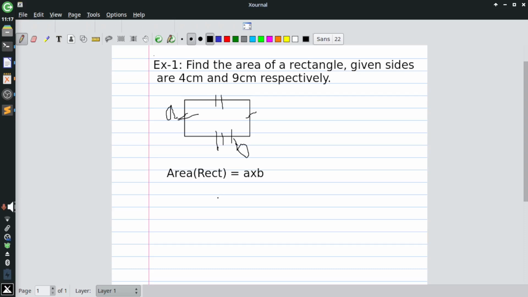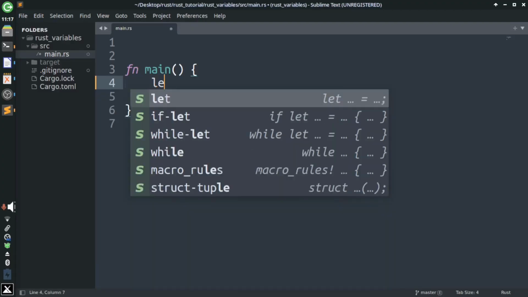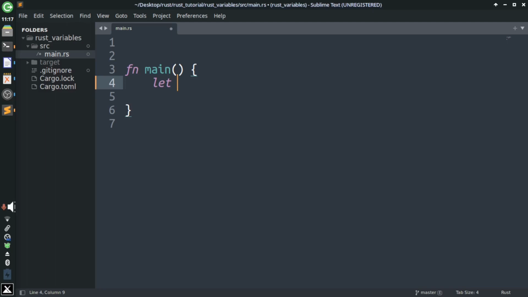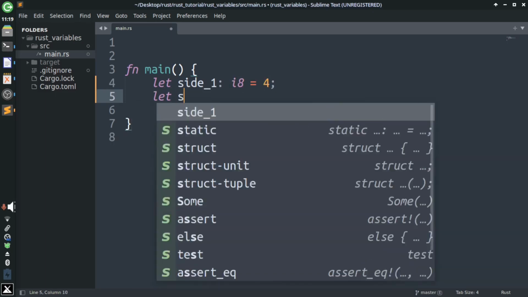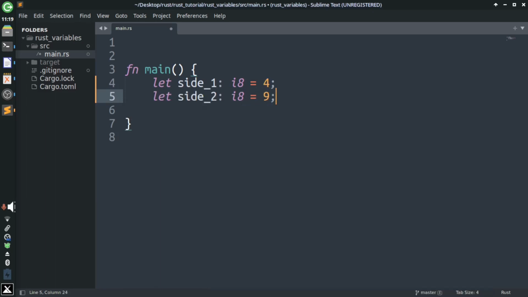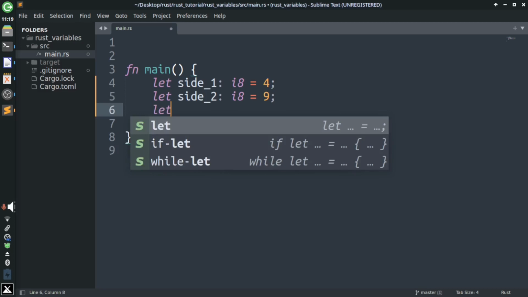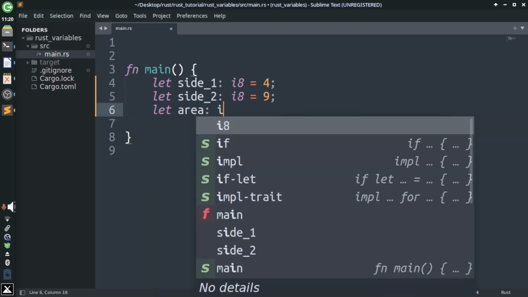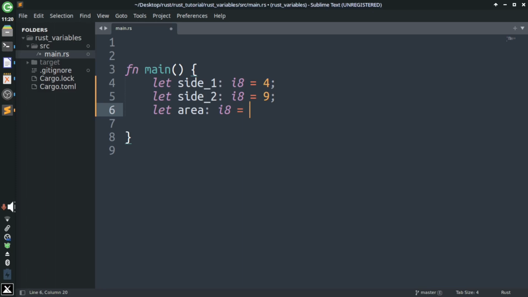Now let's implement this in code. Let's declare two variables for the two sides of the rectangle. So let side 1 colon, let's take i8 data type, equals 4. Let side 2, this will also be an i8 type, equals 9. Now let's declare the result. Let area, which will also be an i8 type, equals side 1 into side 2.